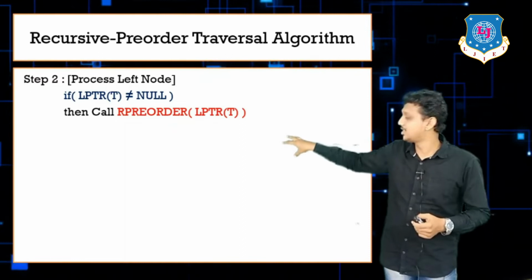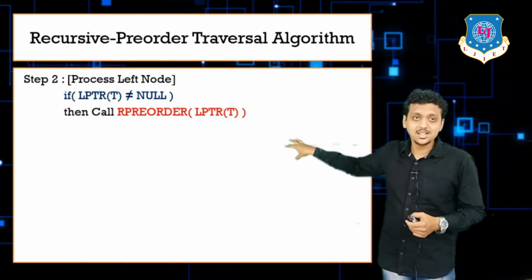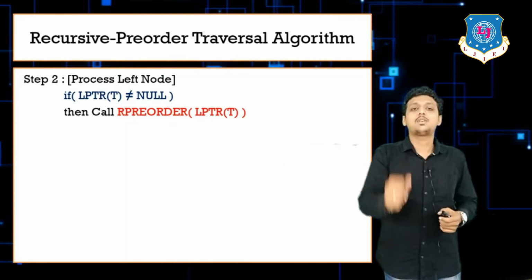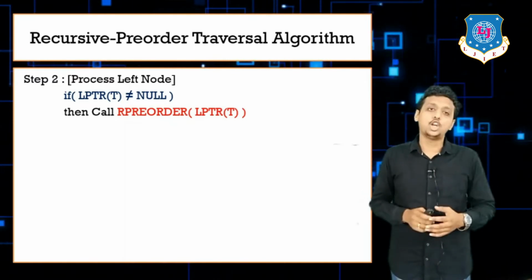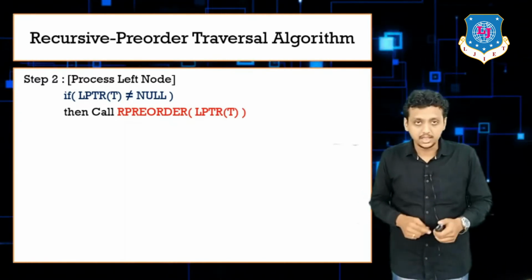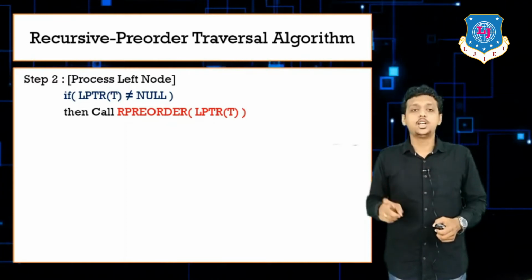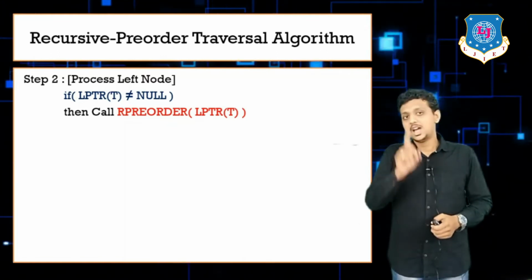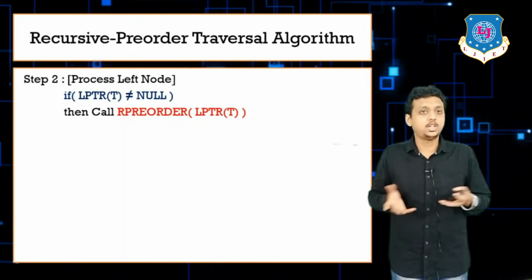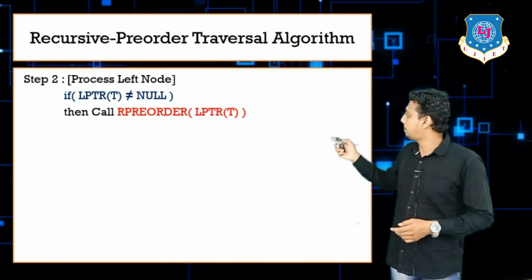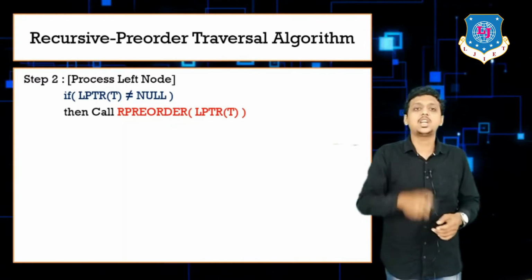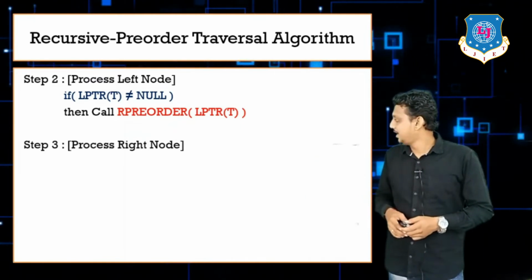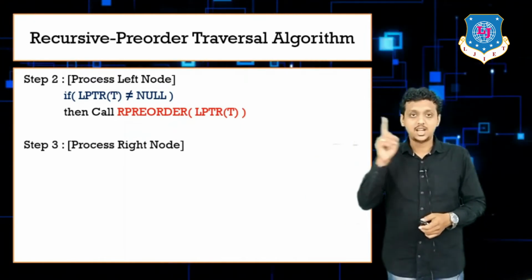If in any situation my left child exists, then I need to call this function again for this particular child. That's why I write call R preorder of LPTR of T. Students, here R stands for recursive preorder algorithm. So you need to apply R preorder of LPTR of T on the left child of T, and then move towards the right side. First visit, then left, then right.